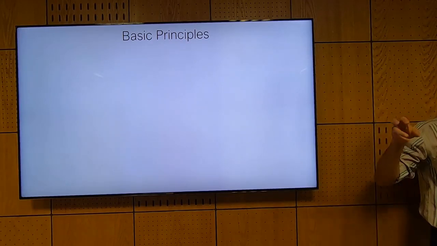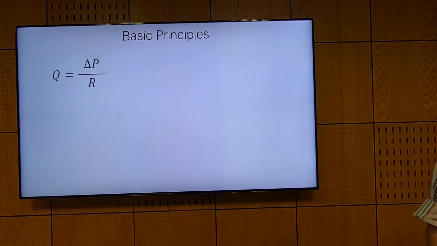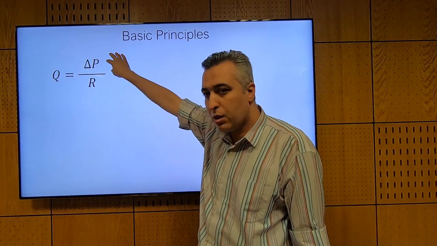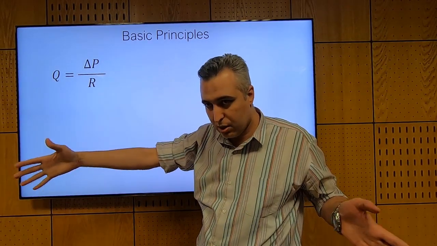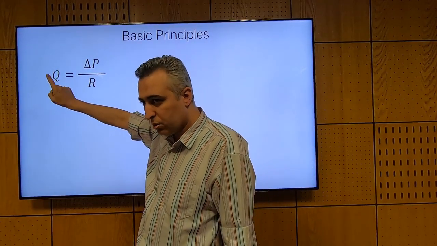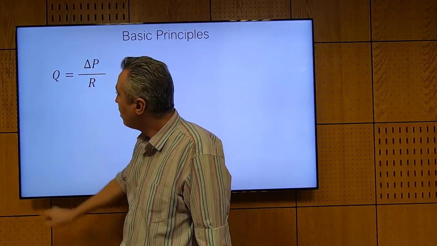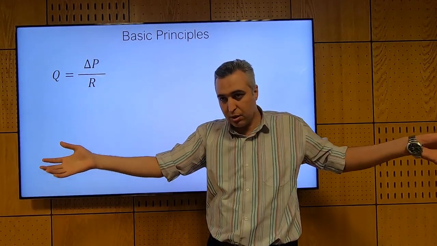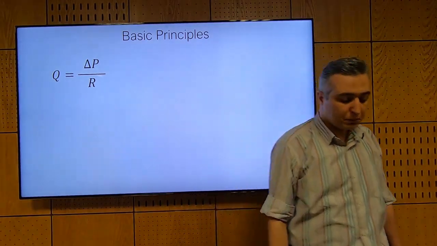To be able to calculate this blood flow, you get delta P divided by the resistance of this vessel. So Q is the flow. The pulmonary or the systemic blood flow, or flow through any vessel, is the delta P, the pressure difference before and after the vessel, divided by the resistance across that vessel.